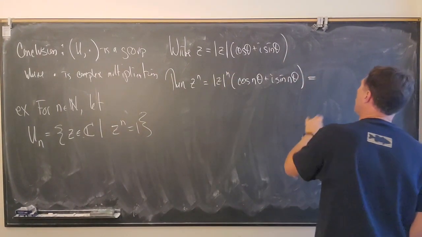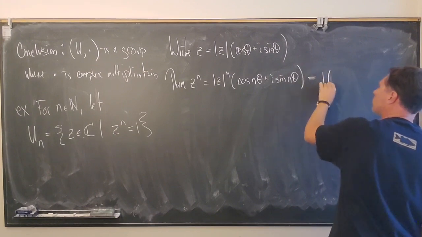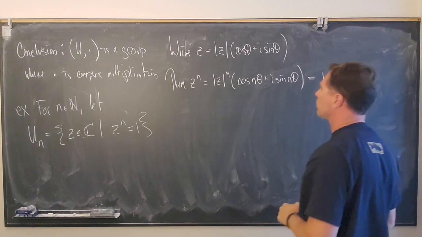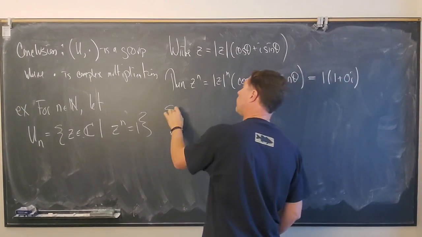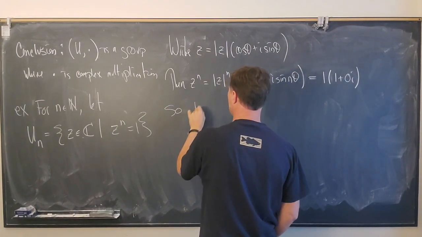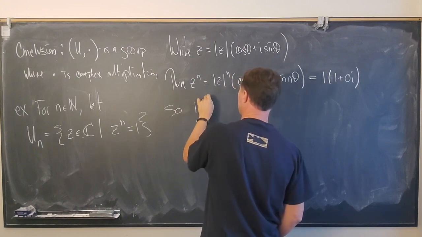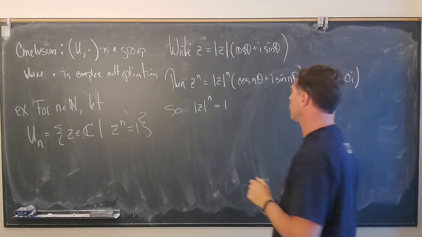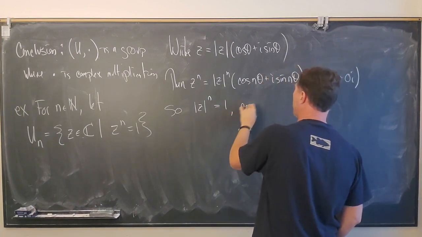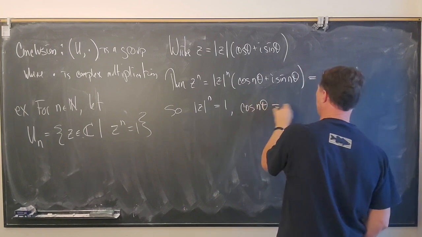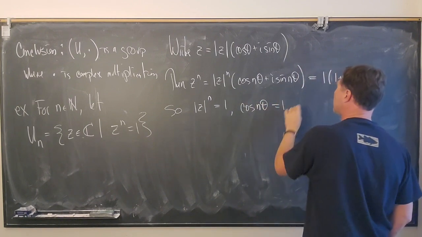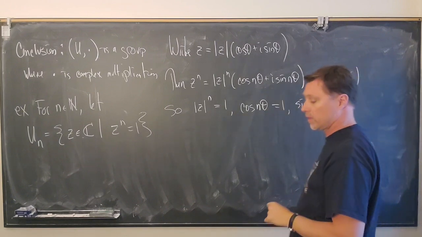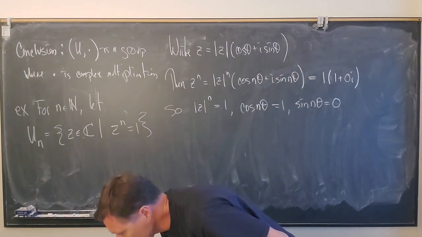So that's going to equal 1 times 1 plus 0i. So now that's going to give us 3 equations. First of all, the modulus of z to the n has to equal 1. Cosine of n theta has to equal 1, and sine of n theta has to equal 0. It leads to these 3 equations right here.